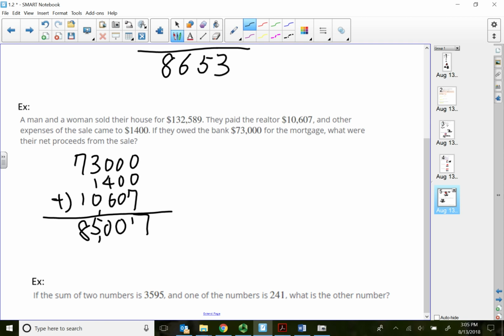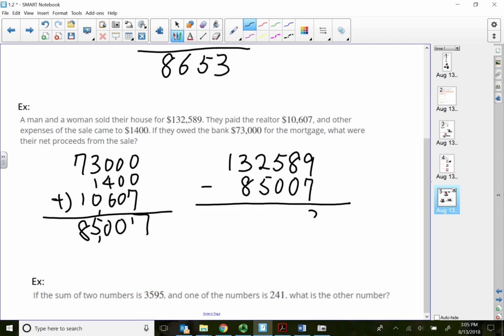So now I can take what I sold the house for minus what I need to pay out, 85,007. So that's 9 subtract 7, 5 subtract nothing. Most people by now just say that's 12, subtract 5, which is 7. 3 cannot subtract 8, so borrow again from the 1, so that's nothing. That's 12 minus 8, which is 4. So our net proceeds will be 47,582.